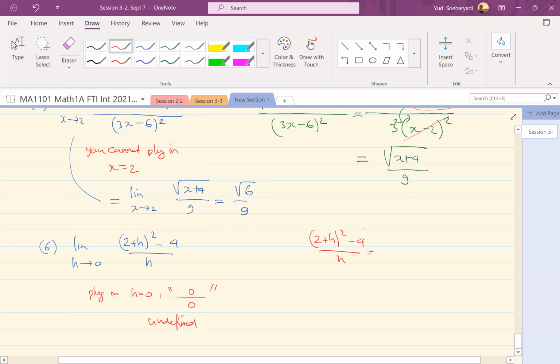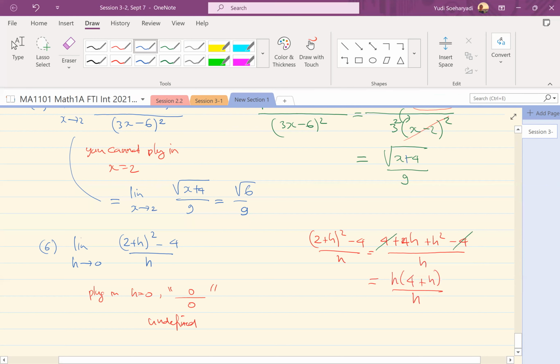Let's just carry on the computations, because this is 4 minus, let's see, this is 4 plus 4h plus h squared minus 4, right? Now this 4 cancel. Okay, so you end up with this one. You can take the h outside, so you have h times 4 plus h. There you go.